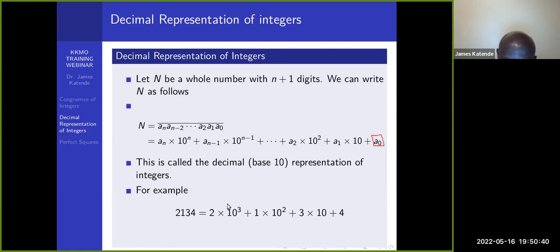A simple example here is 2134, which is the same as 2 times 10 raised to 3 plus 1 times 10 squared plus 3 times 10 plus 4, which is the constant term. This illustrates it for a 4-digit number, but it can work for any number of digits. I think this one is not too hard to visualize.